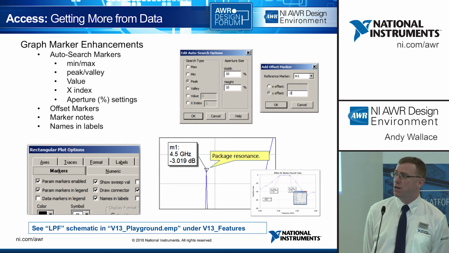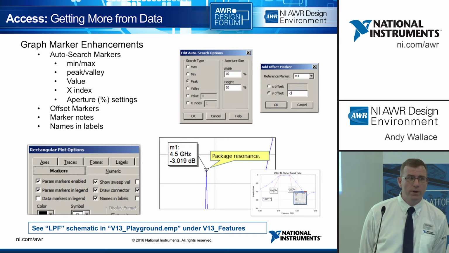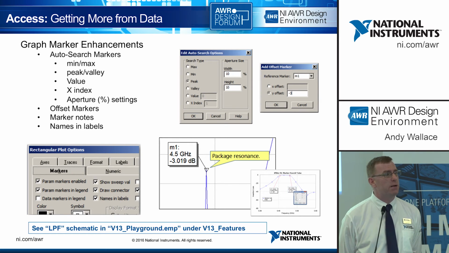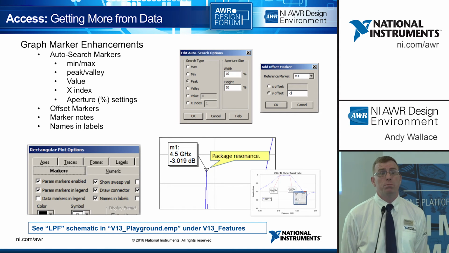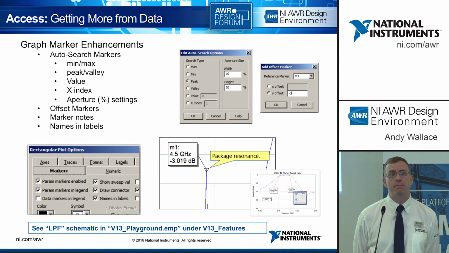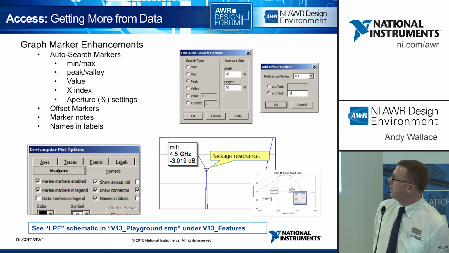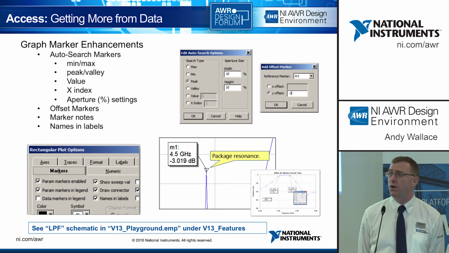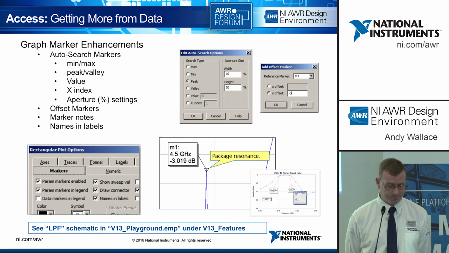And finally, I mentioned in terms of accessing data, enhancements in the graph marker system. We can look for a specific peak valley, particular bandwidth, and that's dynamic. So as you were to perhaps automatically tune or optimize a filter design, of course that marker measurement system continues and automatically tracks that result. So you can keep an eye on package resonances, you can keep an eye on filter bandwidths as perhaps the optimizer is working, for example.